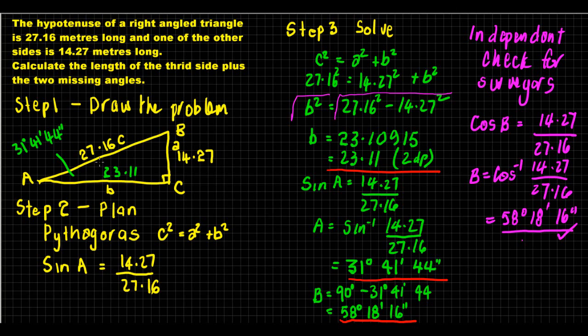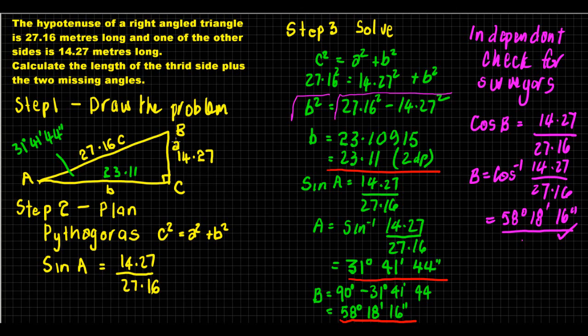Label the triangle in the conventional way. Usually I make the right angle C and then the other two angles A and B. The side opposite angle A we call little a, and the side opposite angle B we call little b, and the large side opposite the right angle, the hypotenuse, is called little c.